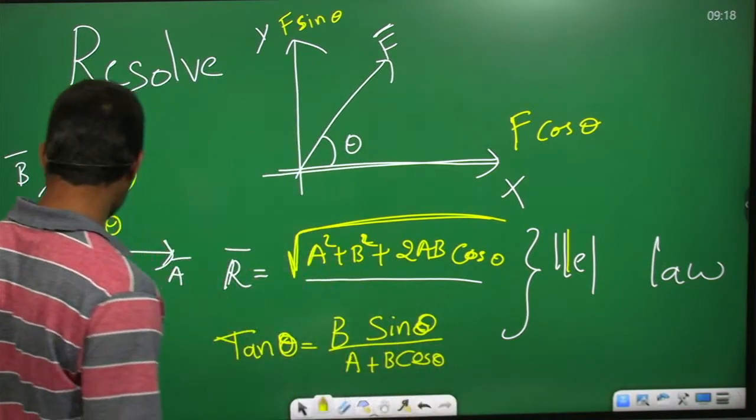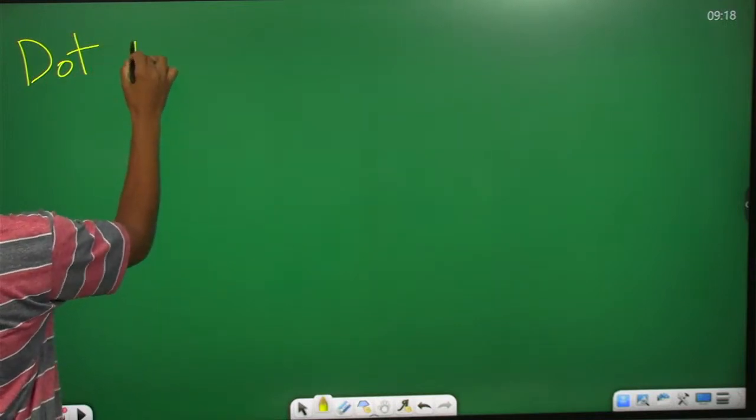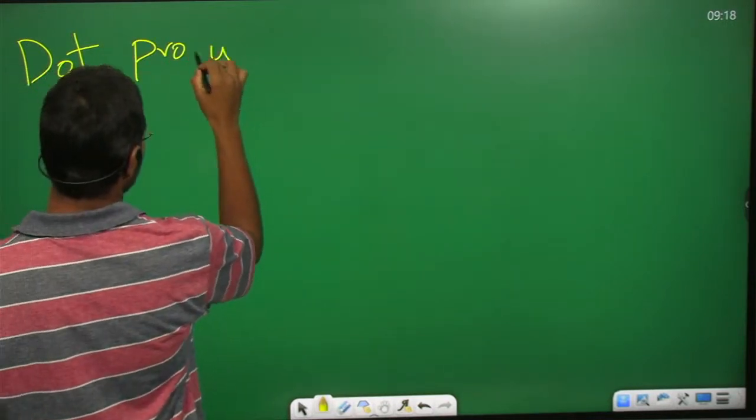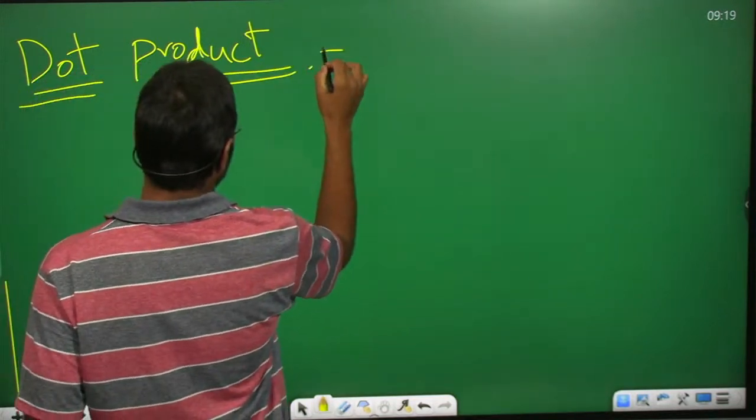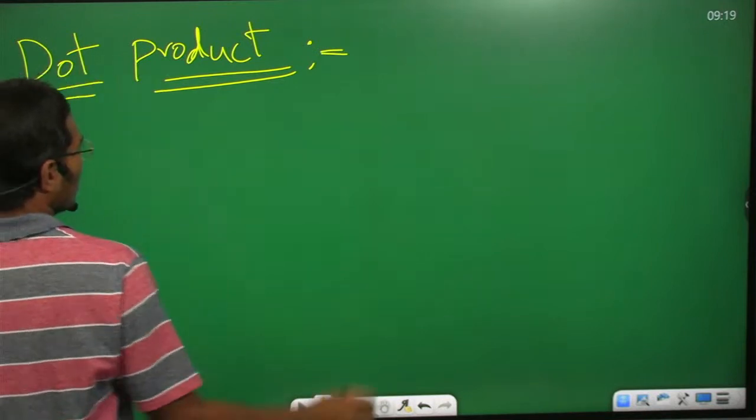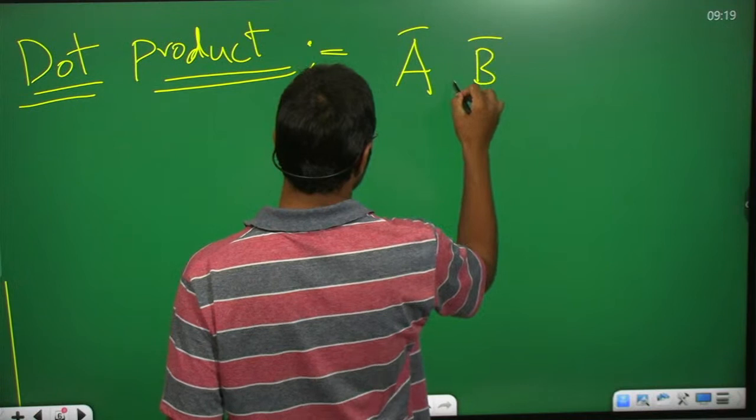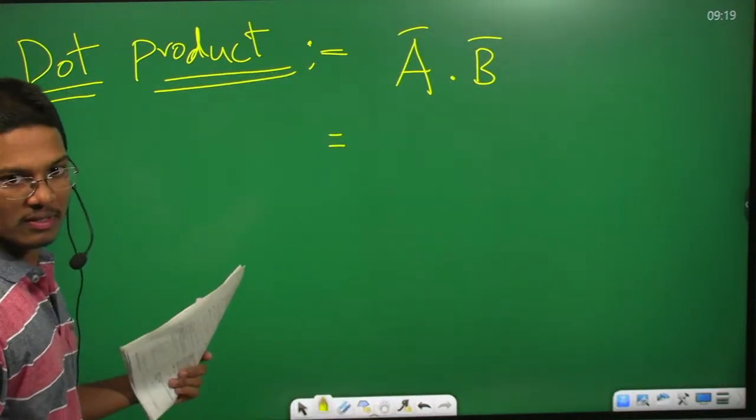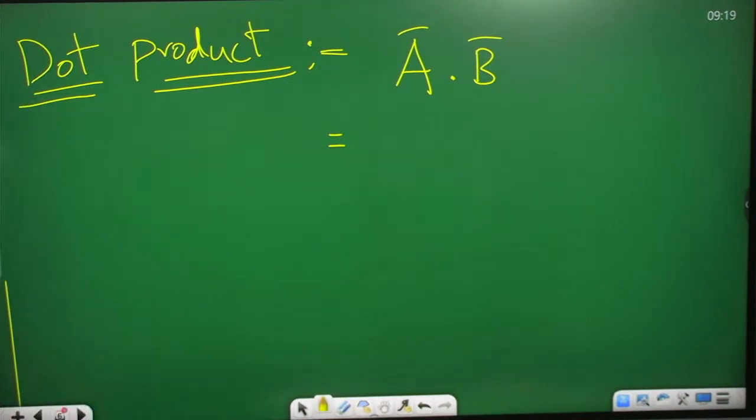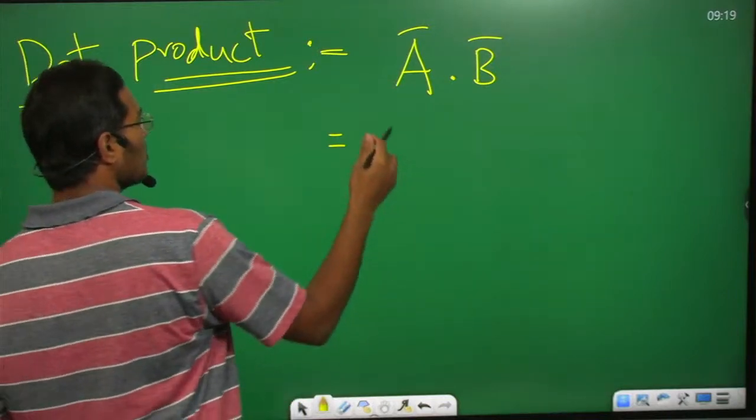Okay, let's check at the end. First we try to do. So let us go on. What is the dot product of two vectors? What do you mean by the dot product of two vectors? A bar dot b bar. We'll get back at the end from the first, no worries. So start doing from here. How do you represent a bar dot b bar?